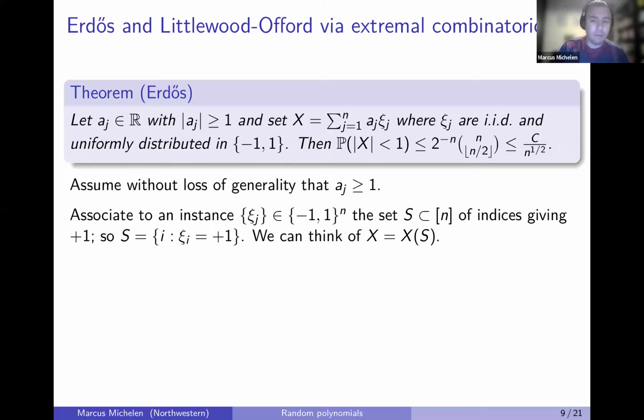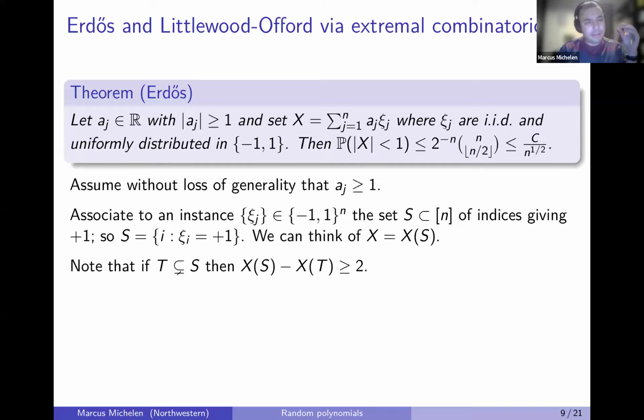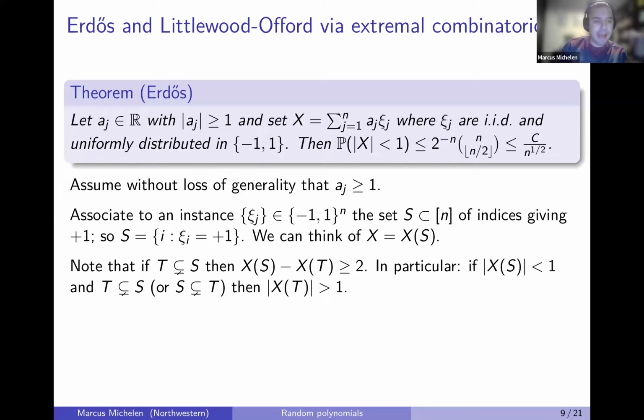So now I'm going to look at what's the structure of the set S that's giving me that this is less than 1. If you give me some subset that's a strict subset of another one, then they have to differ by at least 2, because I'm flipping at least one coefficient, and that sign is going to switch from a minus to a plus, and I'm going to get this 2 value. So in particular, if I have that X_S is less than 1 in absolute value, and T is something either contained inside of it or bigger than it, then X_T is actually bigger than 1.